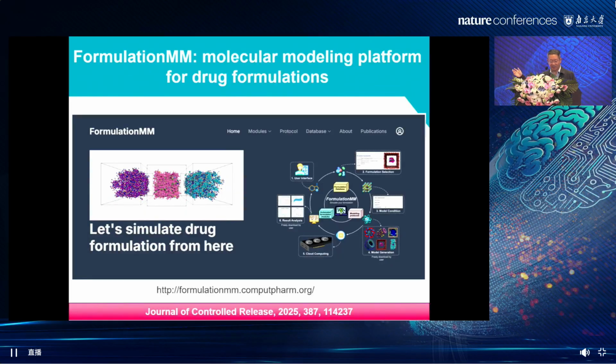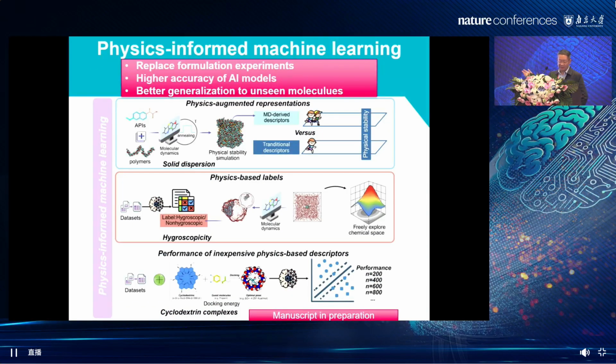So in recent years, our group built a user-friendly molecular modeling platform. We call it Formulation MM, and it can be used for formulations very easily. Also recently, we built physically informed machine learning models. We combine the molecular modeling with the AI model to replace formulation experiments, and get higher accuracy of the AI models and better generalization to unseen molecules.